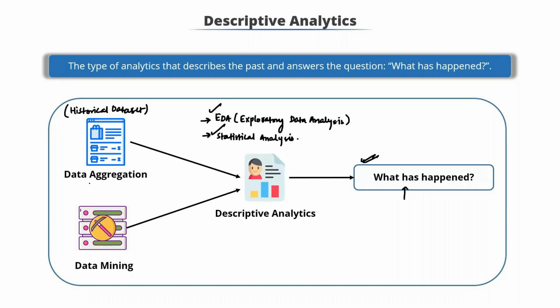This also has the methods of data aggregation. What are data aggregation methods? Data aggregation methods include sum, average, group by. These are your methods of data aggregation, and combined together they give us descriptive analytics. This is the first type of analytics that you can perform on any data.